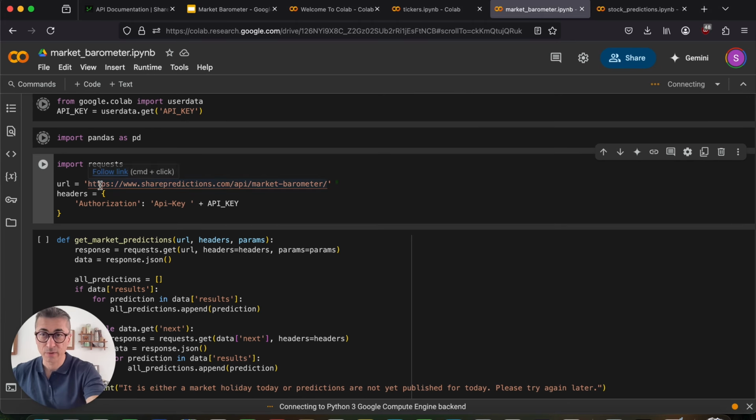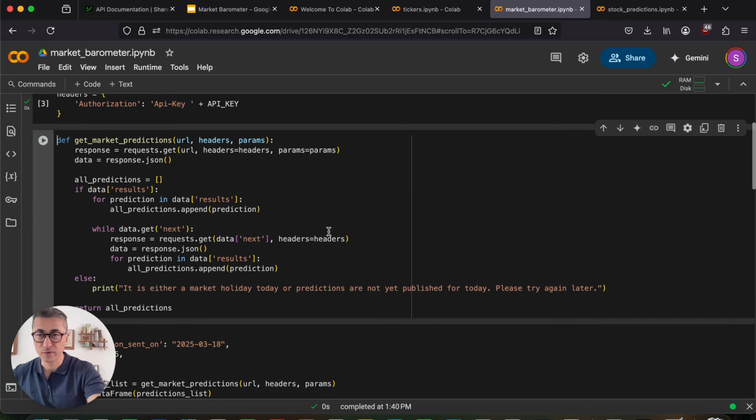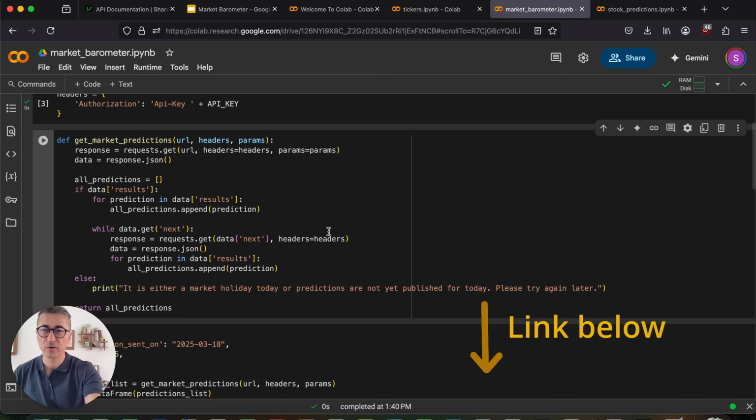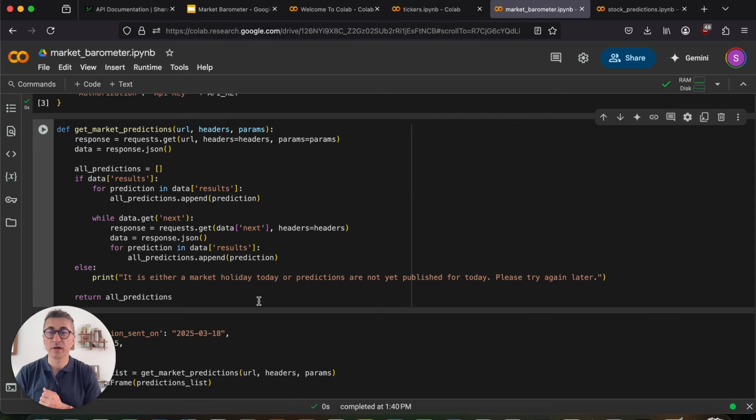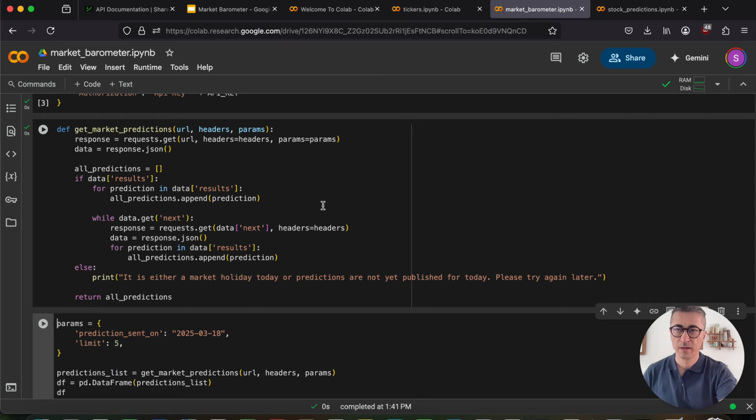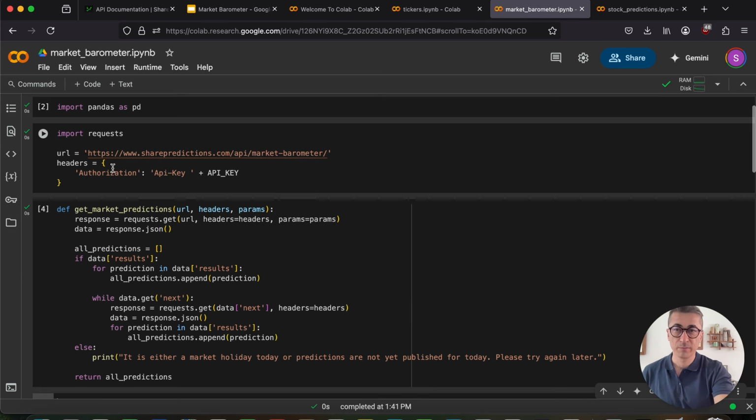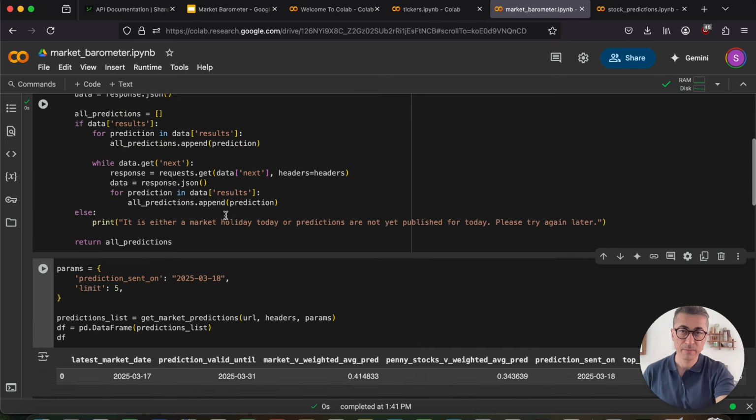This is our endpoint URL, shapeprediction.com API market-barometer. And in the headers, we need to provide the API key that we saved in the environment variables. So this is the function that I wrote to get the predictions. I'm not going to get into the details of it. The link to this code is available down below, or you can just stop the video here and write it yourself if you like. This function is basically getting the market level predictions for us with the given URL, headers, and parameters.